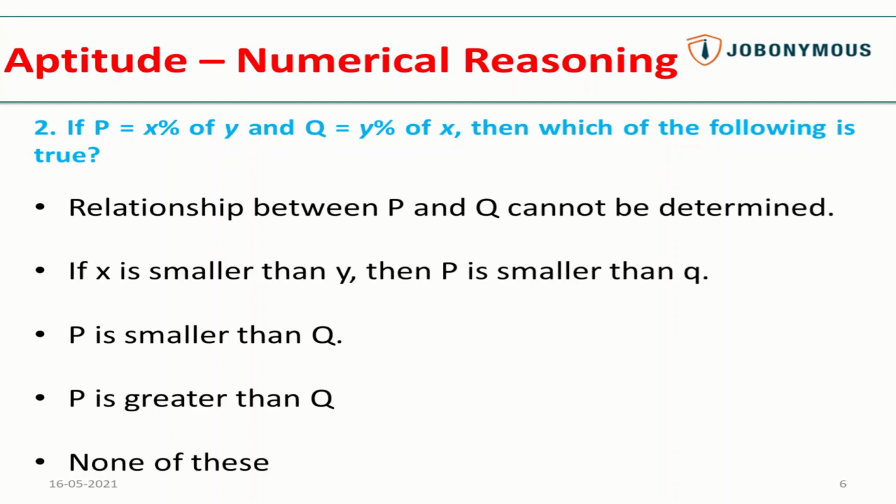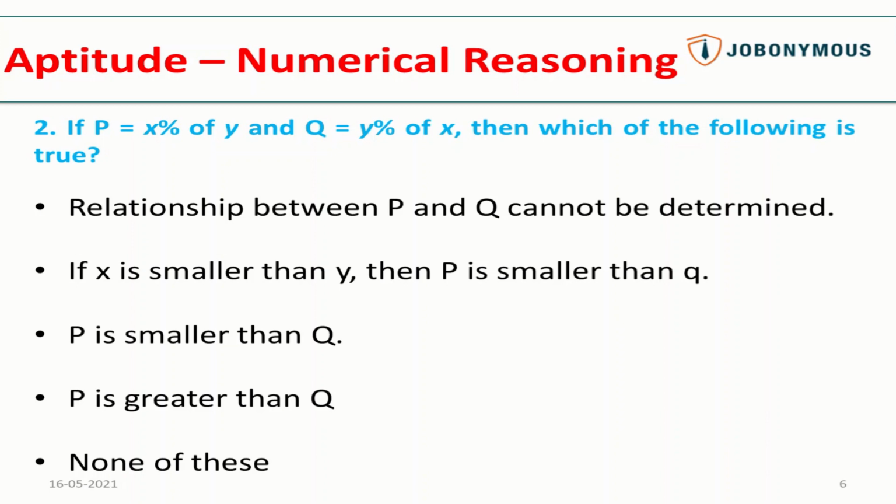So now we move on to the next question, which is: if p equals x percent of y and q equals y percent of x, then which of the following is true? Relationship between p and q cannot be determined. If x is smaller than y, then p is smaller than q. P is always smaller than q. P is always greater than q, or none of these.